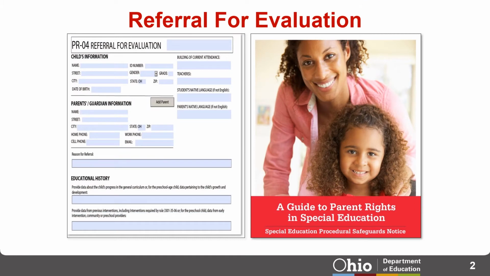The ETR process begins with a referral for a child who is struggling with functional, developmental, and/or academic readiness areas. A parent, Part C provider, or school staff member may initiate a request for an evaluation either in writing or verbally to the district. The district would provide the parent a copy of the Guide to Parent Rights in Special Education. Then complete the Referral for Evaluation, PR04 form. It must be signed by both the person initiating and the person receiving the referral.